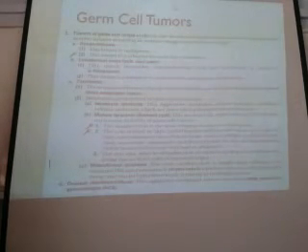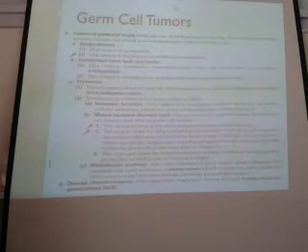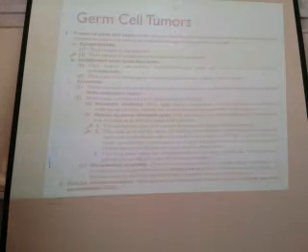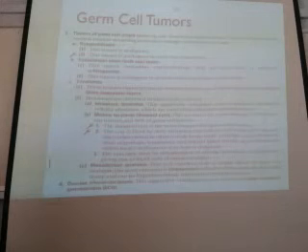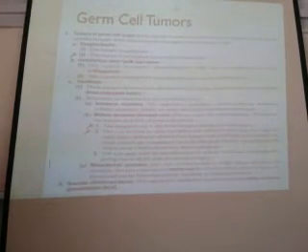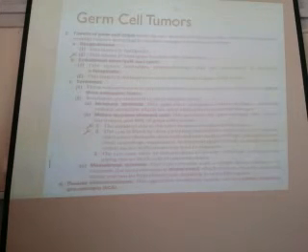Immature, yeah, which layer? Mature means if you see any hair or any teeth inside the teratoma, then you can say from which layer it is arising. So that is called mature teratoma. Is it clear? Only these two points are enough. Immature means you can't differentiate, and mature means you can differentiate. Is it clear?